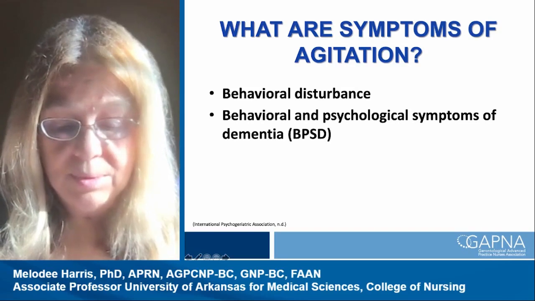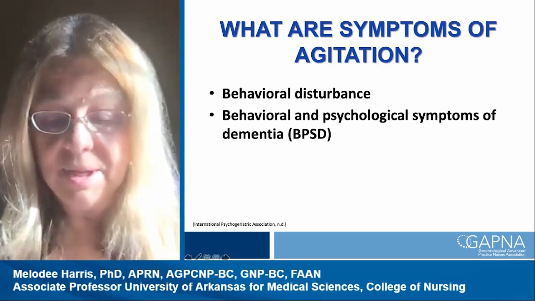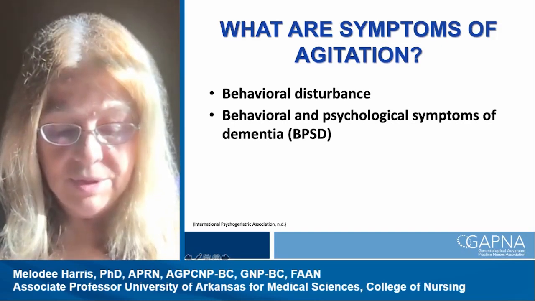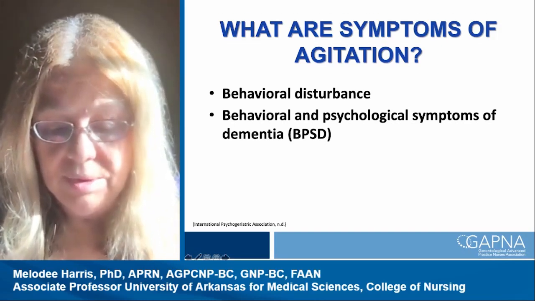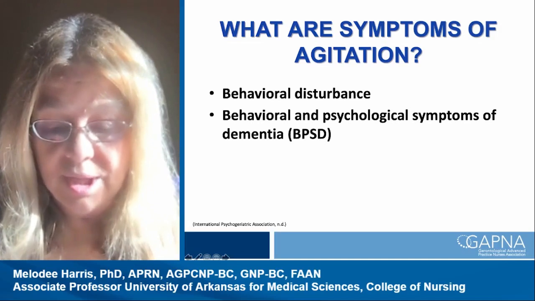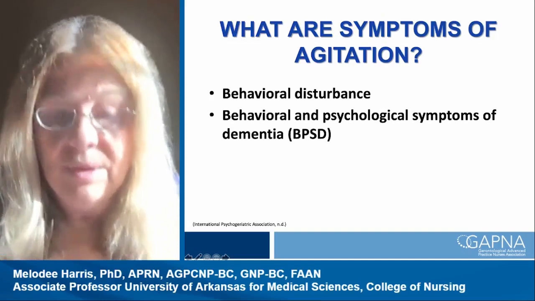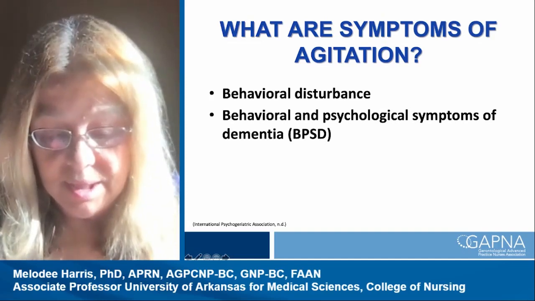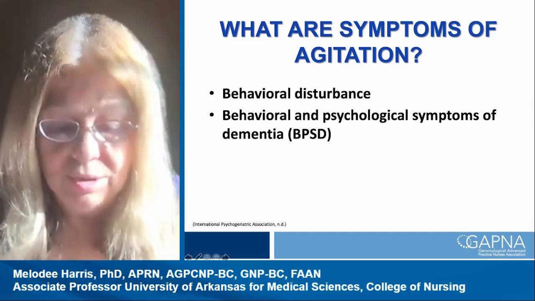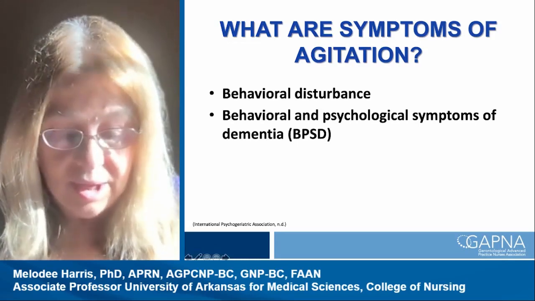Behavioral disturbances was one of the first terms used to describe neuropsychiatric syndromes. Behavioral disturbance can be found in the Diagnostic and Statistical Manual of Mental Disorders. Behavioral disturbance is a broad term that could include symptoms of agitation. Historically, the International Psychogeriatrics Association has been involved in standardizing terminology. At this time, behavioral and psychological symptoms of dementia is the accepted terminology. The International Psychogeriatrics Association Consensus Group categorized behavioral disturbance as behavioral and psychological symptoms.